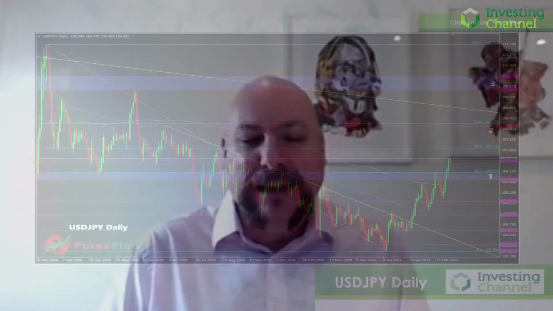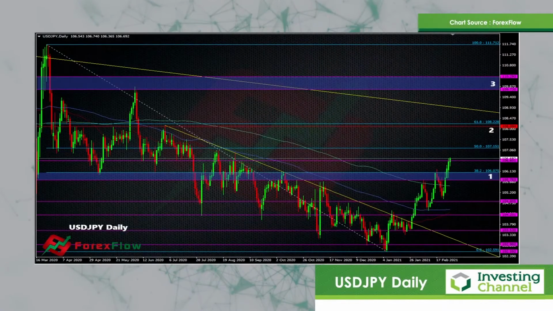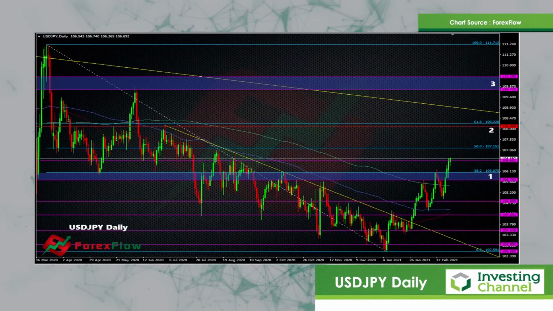I'm going to continue on a theme that we've been talking about, a couple of pairs: dollar yen and cable. We're going to start with dollar yen, the moves we've been watching over the last couple of weeks or so. I'm going to look at the daily chart for this one again.